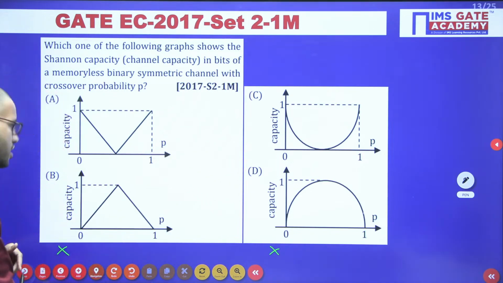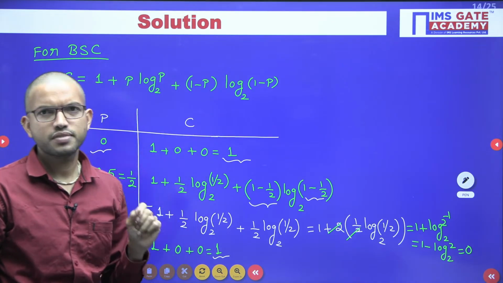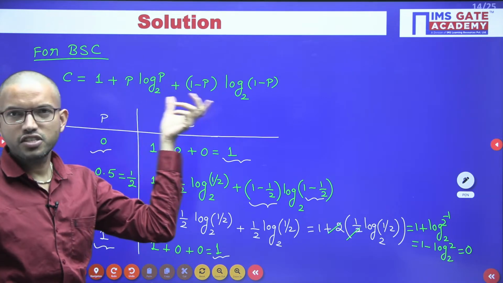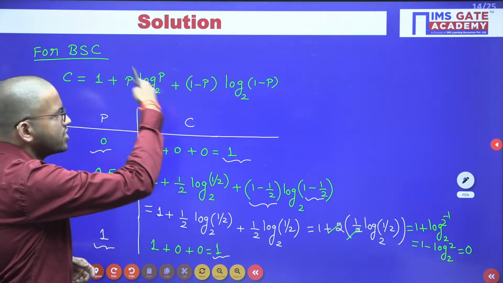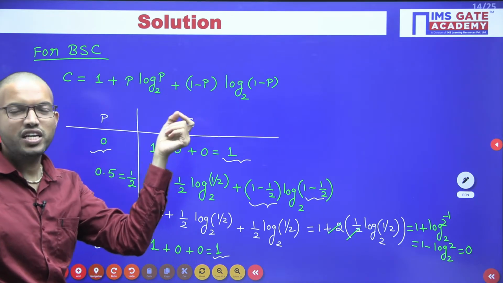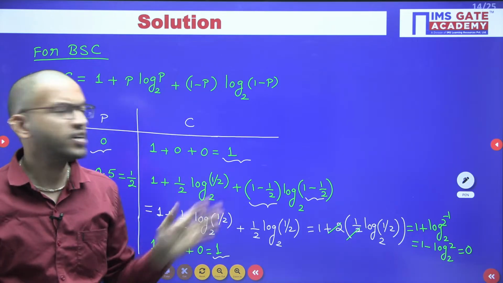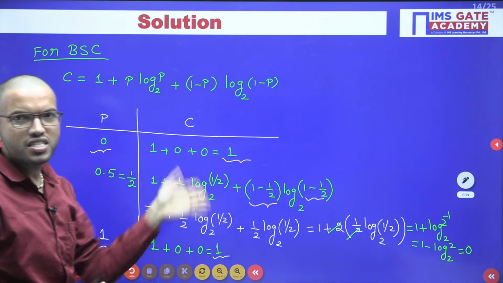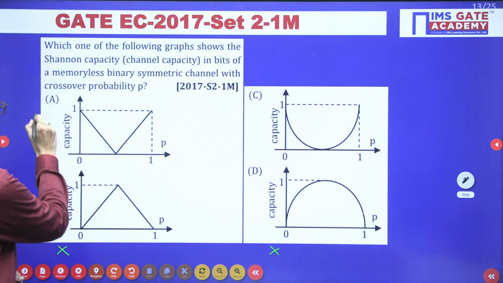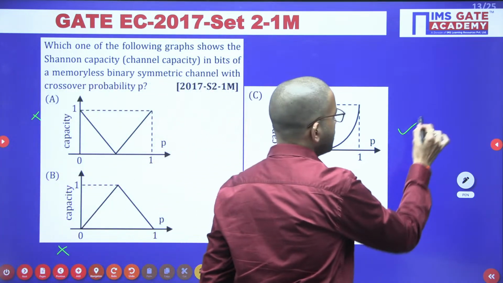See here, in this entire equation, do we have a straight line equation format? No, right? We don't have a straight line equation format. We have this equation as a function of logarithm. Whenever you have log or exponential, it is a smoothly varying waveform, right? It is not a straight line function. So that is the reason we have to eliminate option A. Obviously, option C is left over. That will be the correct answer.